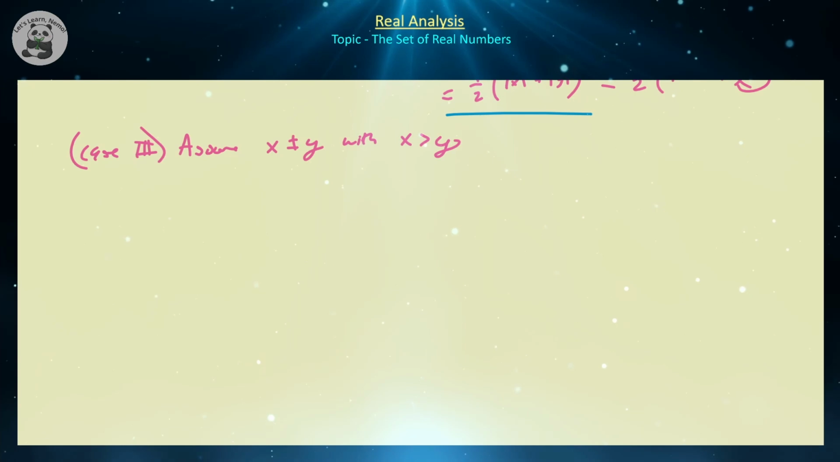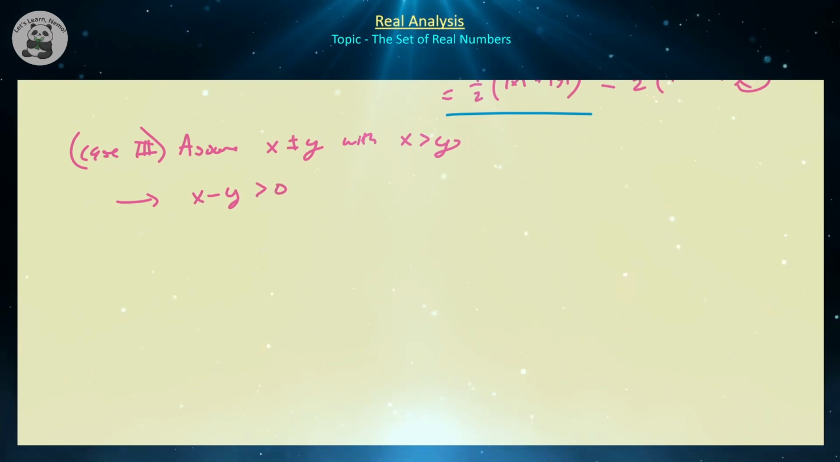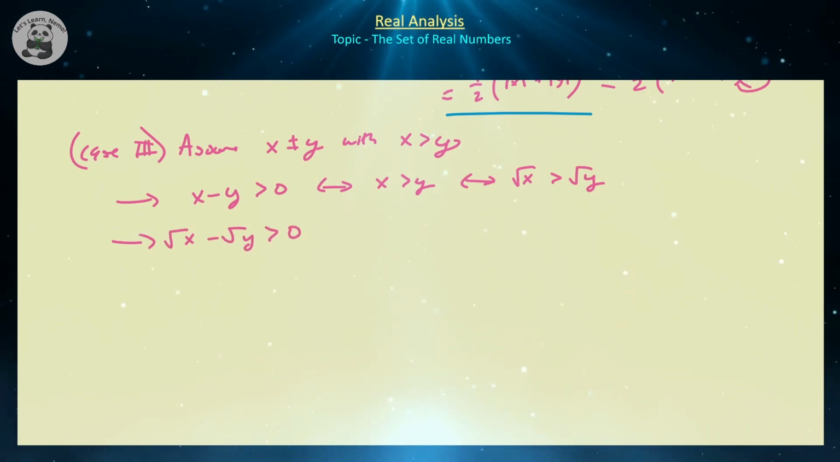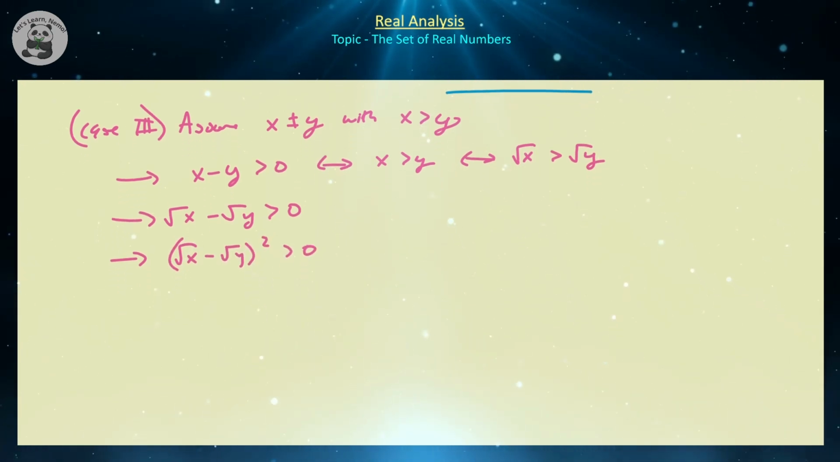This is the trickier one. So if x is not equal to y with x bigger than y, then we know that x minus y is going to be bigger than 0, and that's of course true if and only if x is bigger than y. So if x is bigger than y, keep in mind by the increasing property of square roots, that implies that the square root of x is also greater than the square root of y. So you could also say that the square root of x minus the square root of y is non-negative. So what I want to do is square both sides, so the square root of x minus the square root of y, squared, will also be greater than 0.